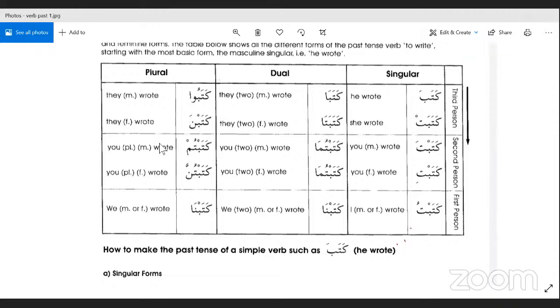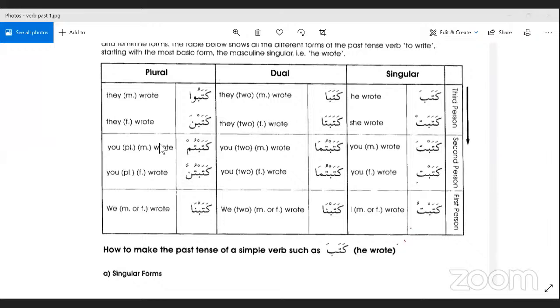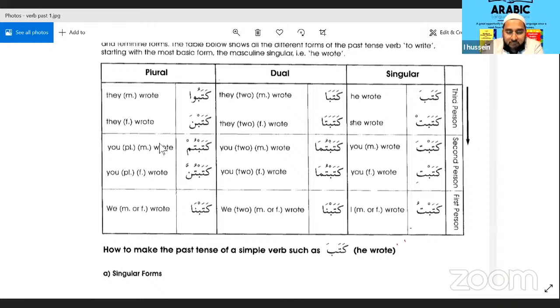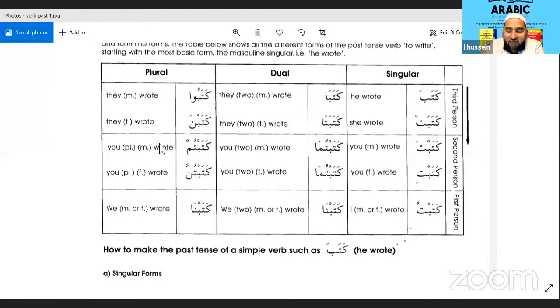Nazarat, she looked. Nazarat, no. No, Nazarata. Nazarata, two female looked. Nazarna. Correct. Nazarna means they all looked. Female. They all looked. Okay, excellent. I'm going to give you another verb, which is going to be mana'a. Mana'a means he stopped. Okay.